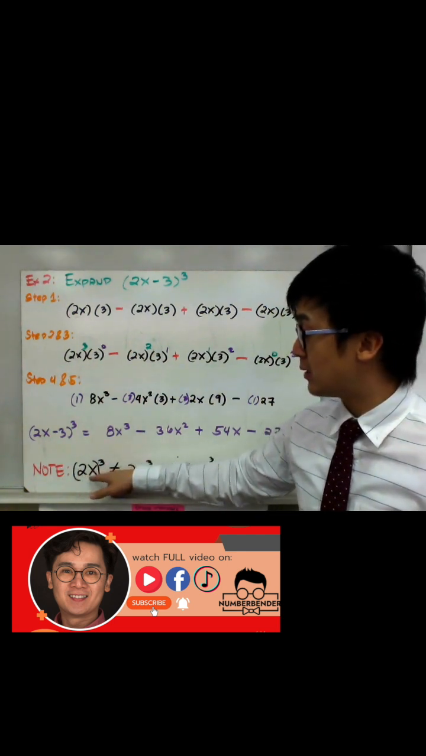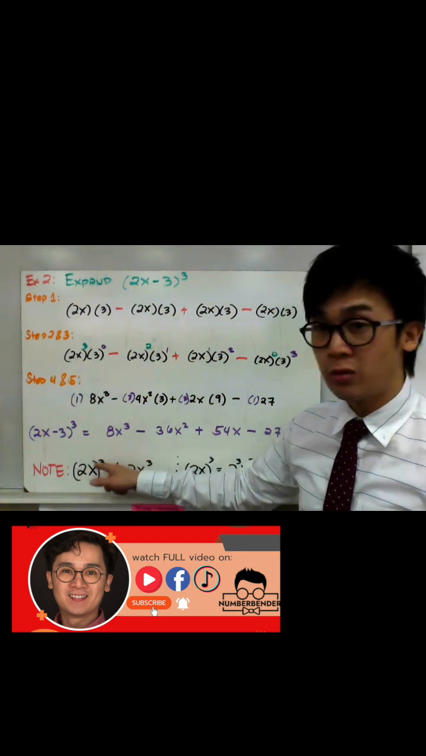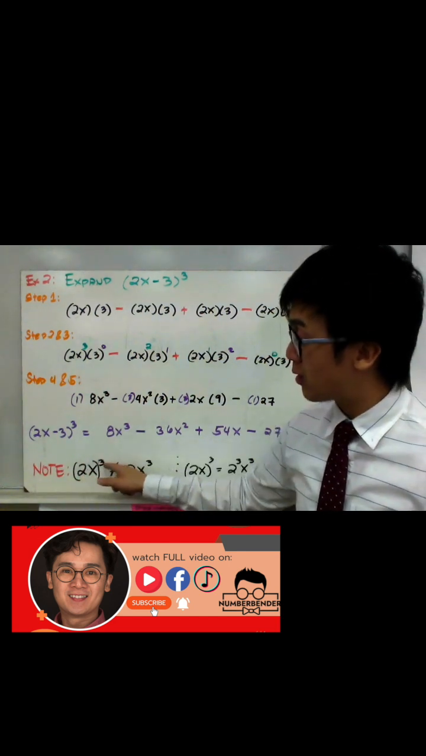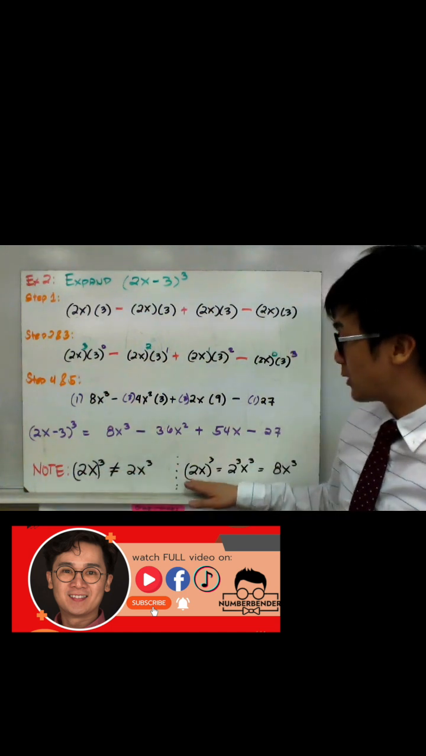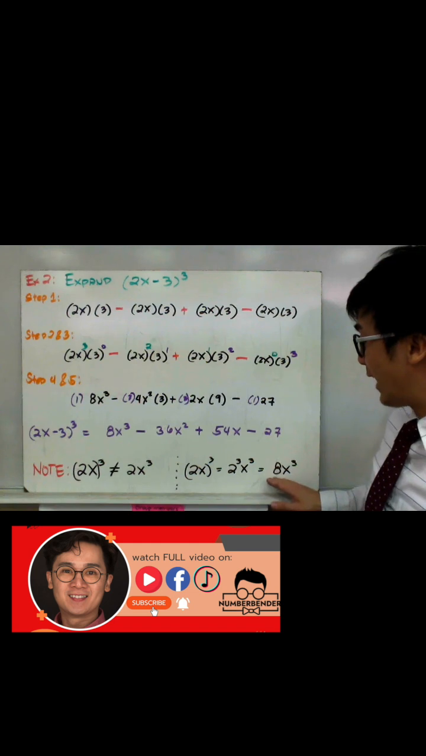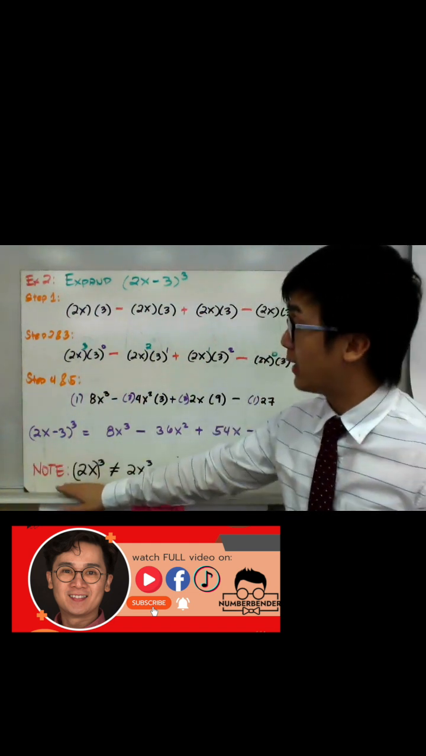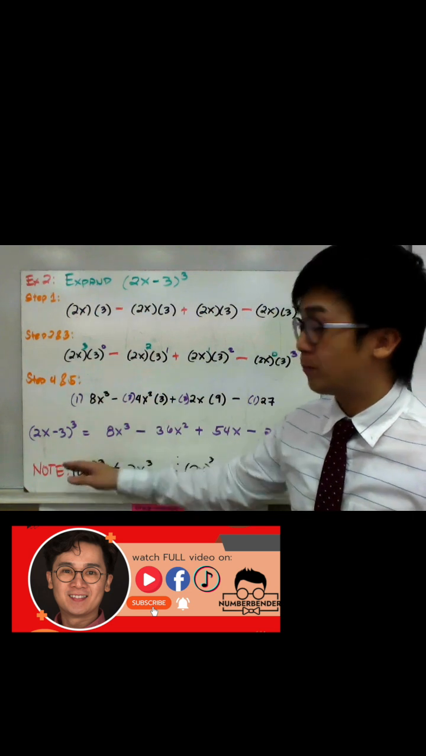Now, take note that when you raise 2x to 3, it's not the same as 2x cubed. If 2x is inside the parentheses, and you're raising it to 3, you need to distribute your 3 to 2 and x. That's why 2x raised to 3 is equal to 2 cubed x cubed, which is 8x cubed. So take note of this because this is a common error in expanding exponents and parentheses.